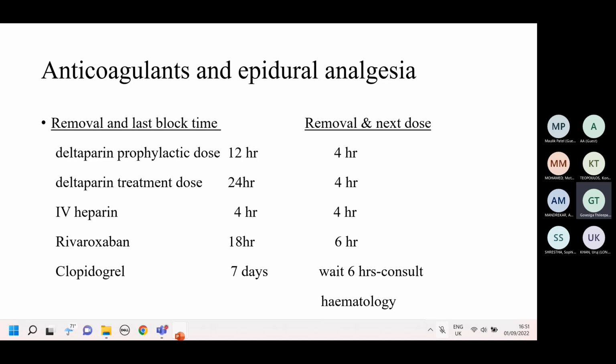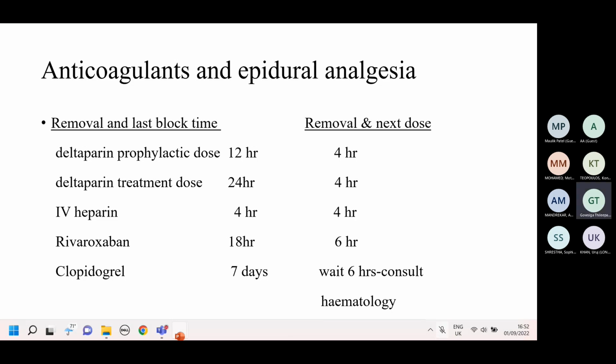For IV heparin, the catheter should be removed 4 hours after the dose, and the next dose will be started after 4 hours. For rivaroxaban, you should wait 18 hours after the last dose, and 6 hours for the next dose. Clopidogrel is 7 days anyway. A surgical patient will not usually be off clopidogrel for 7 days, so post-op, if you want to start it, you have to consult your consultant and hematologist, wait for 6 hours, and then decide on starting clopidogrel.